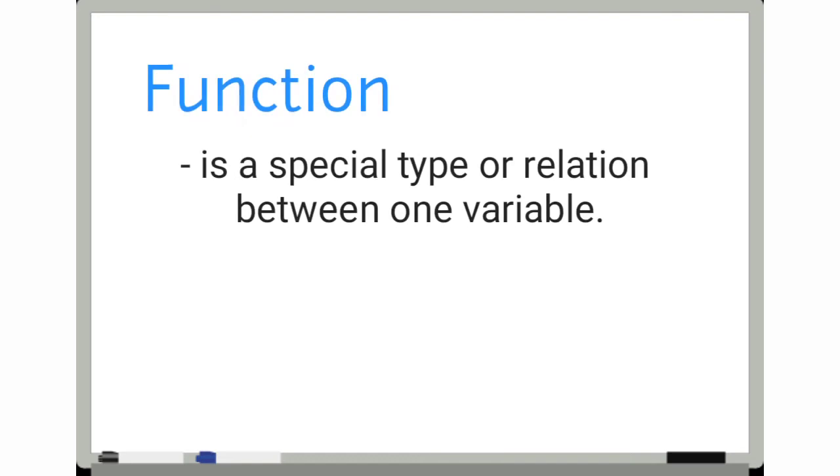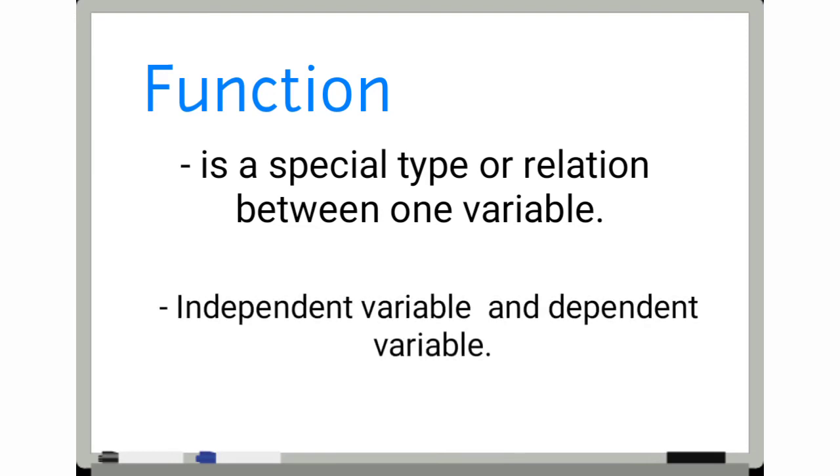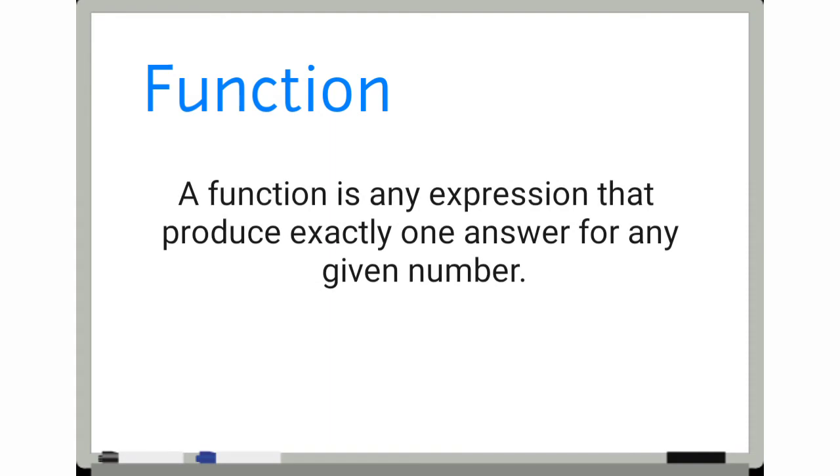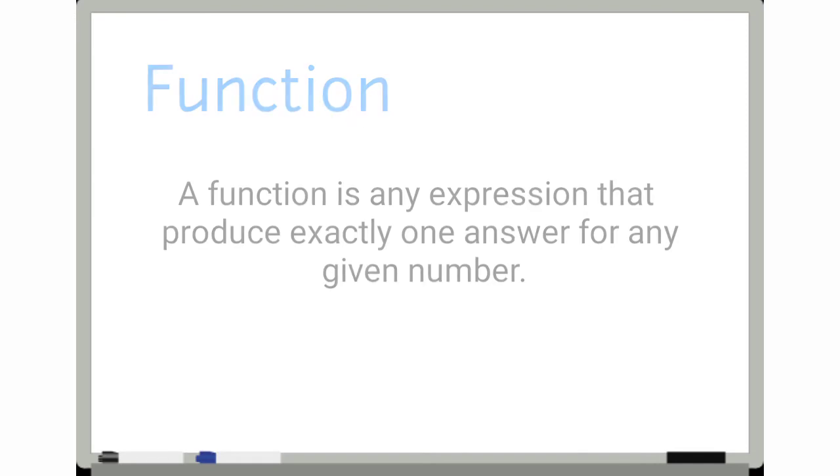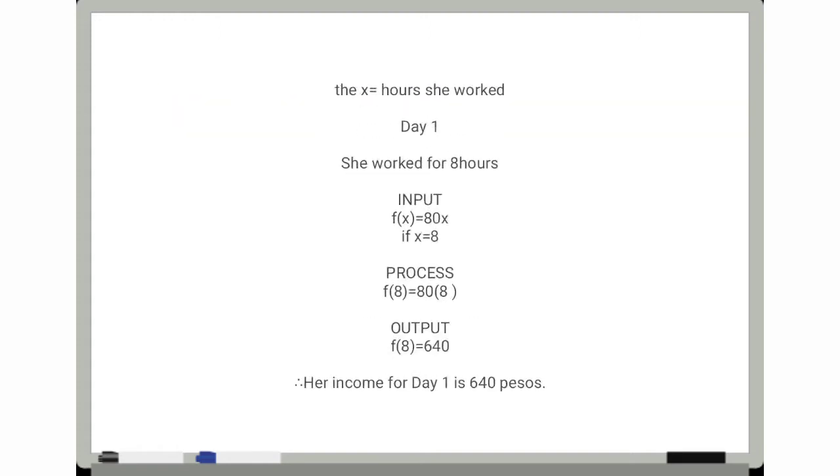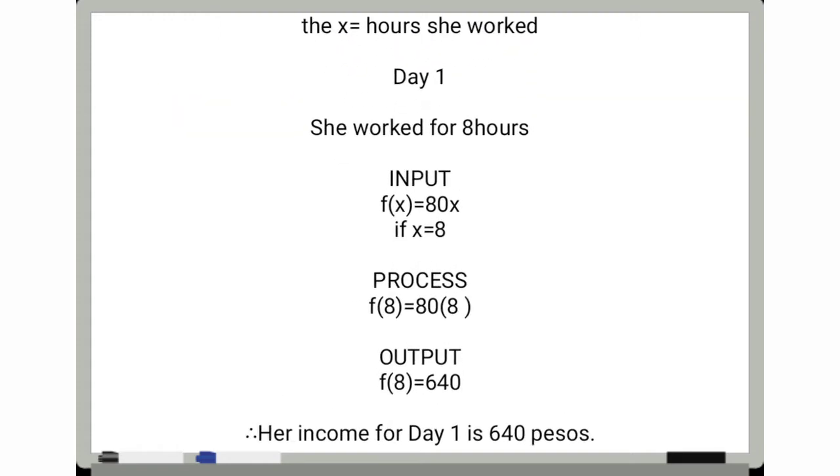A function is a special type of relation between one variable, the independent variable, and another variable. A function is any expression that produces exactly one answer for any given number that you give it. With that, we can formulate the function notation of the situation as f of x equals 80x. X represents the hours she worked for that day.